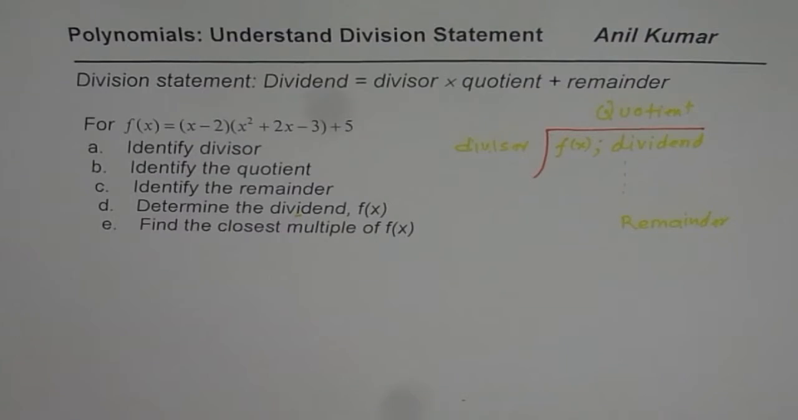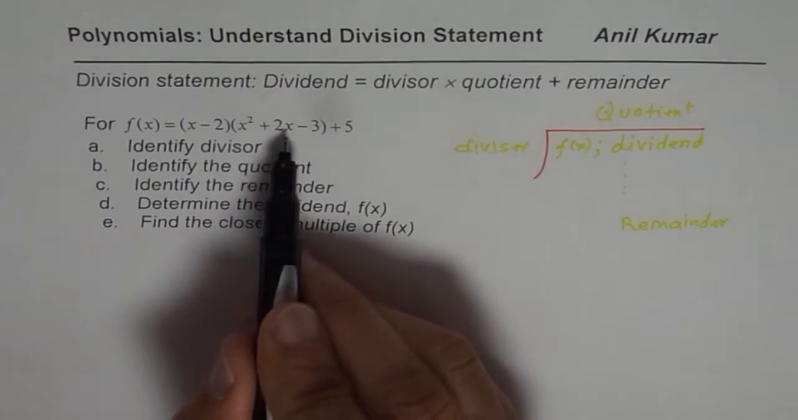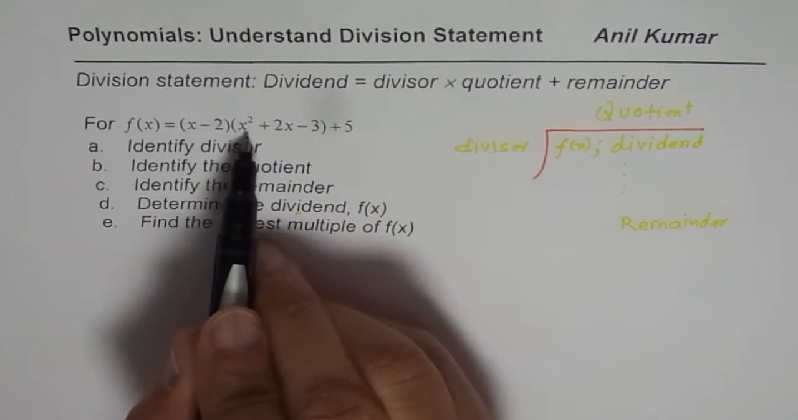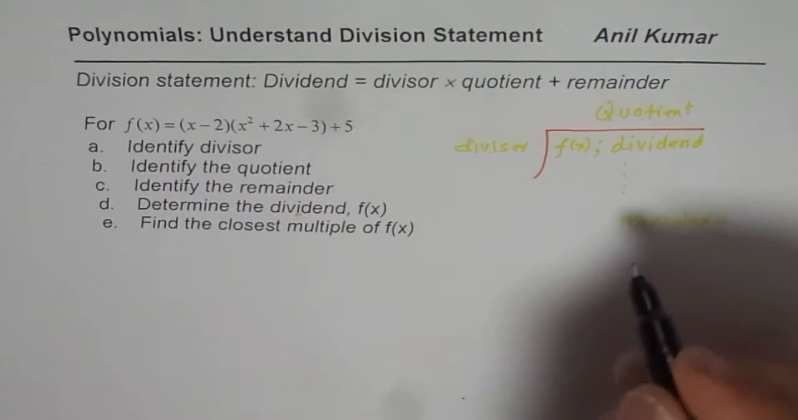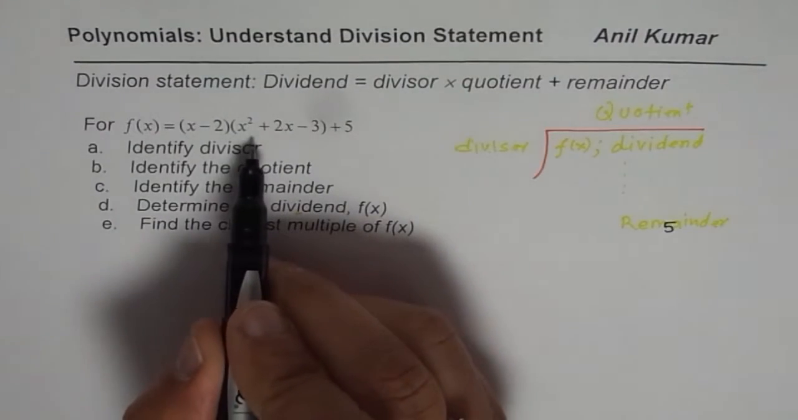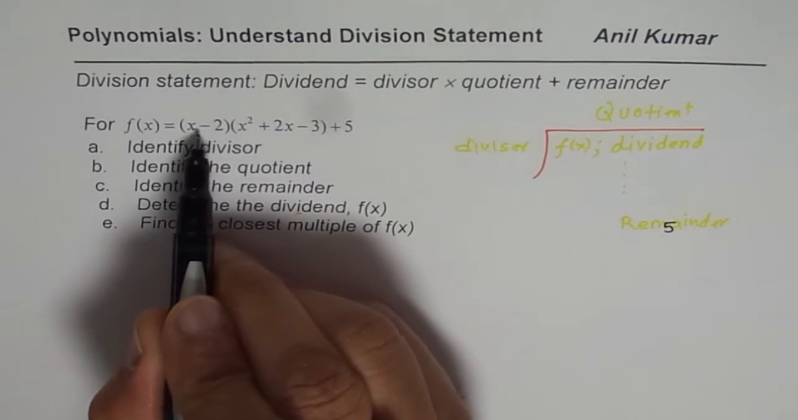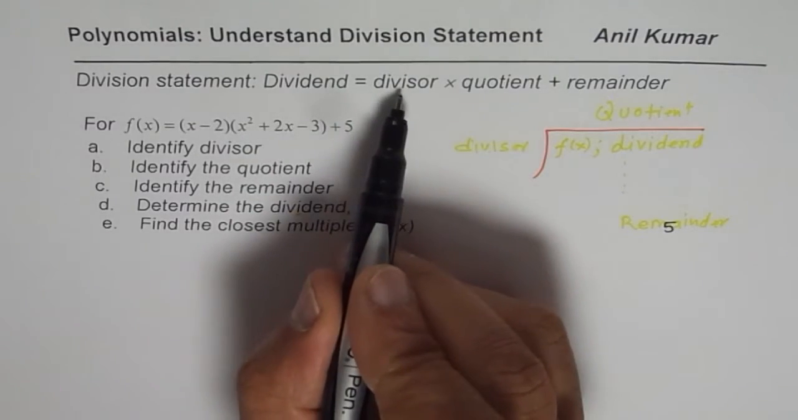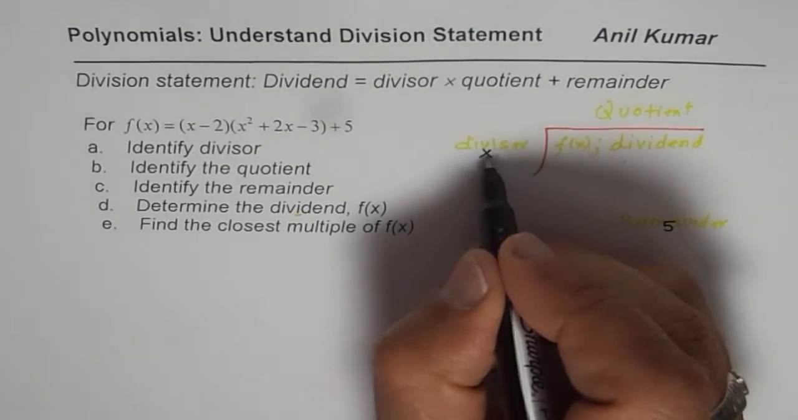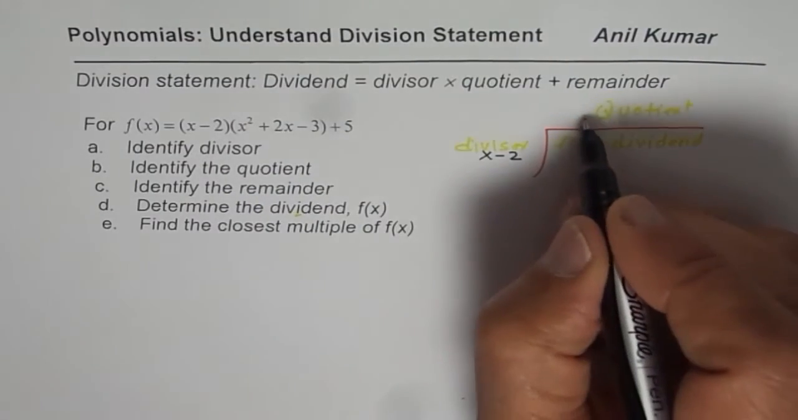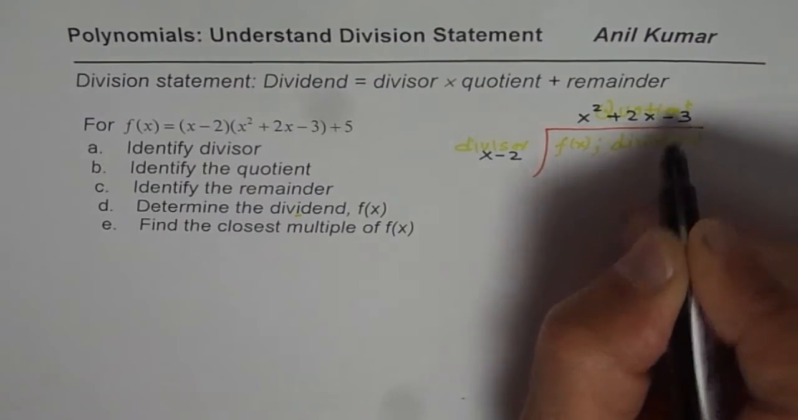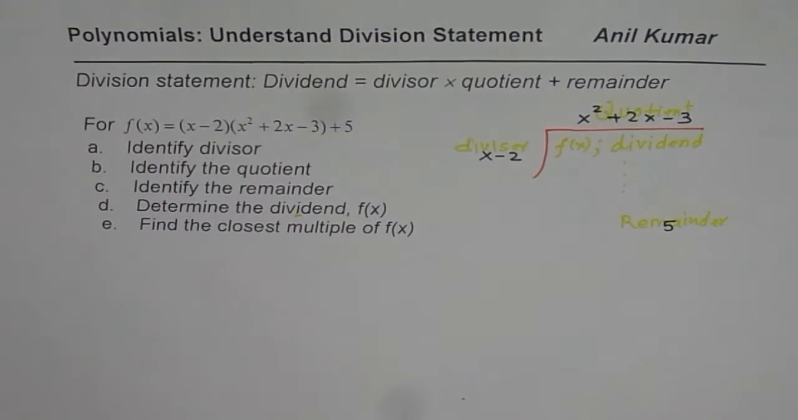Now, when we have a statement like this, it really means that the number 5 is the remainder here. So this number 5 is the remainder for us. And this is the quotient, and that's the divisor, right? Let's compare with this: divisor, quotient, remainder. The divisor is x minus 2. The quotient here is x squared plus 2x minus 3. So that is kind of the situation.